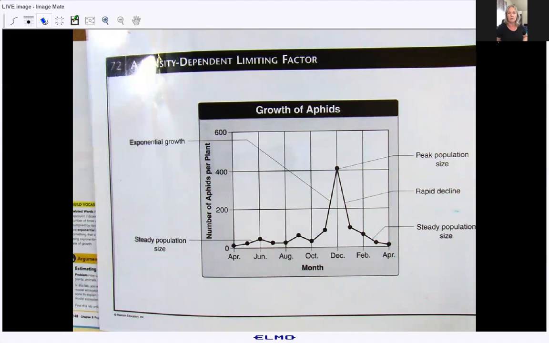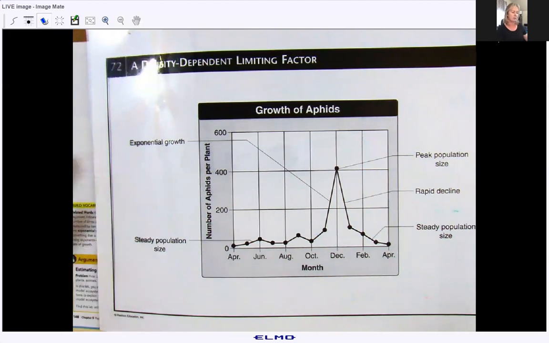Aphids are little insects that feed off of the juices of plants. They really like the juices in the leaves, so they'll feed on the leaves, but then they also eat the sap. And so they can do a lot of damage to plants. A lot of times we spray for those because they're a pest.